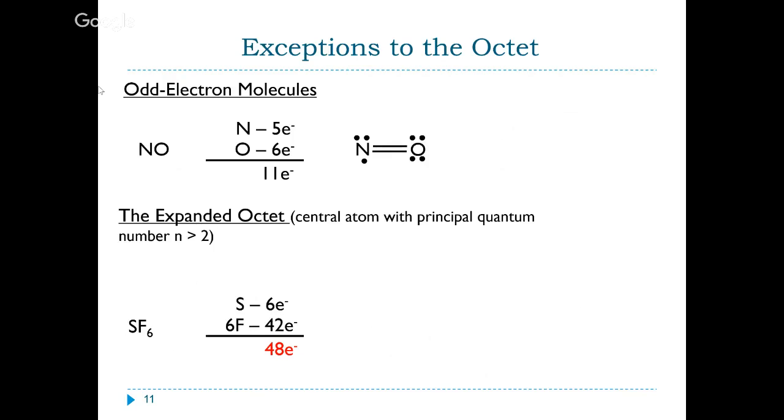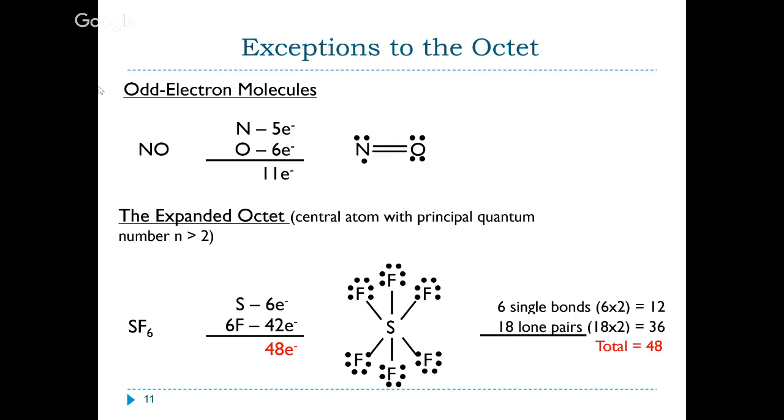So 6 electrons for sulfur to start. Each fluorine brings 7 for 42, add them up, 48. So we're seeing here that sulfur forms single bonds with each fluorine atom. Each fluorine is going to have its octet because you have to for carbon, nitrogen, oxygen, and fluorine. And we have 48 electrons. So this is a stable structure, even though sulfur ends up with 12 electrons around it.